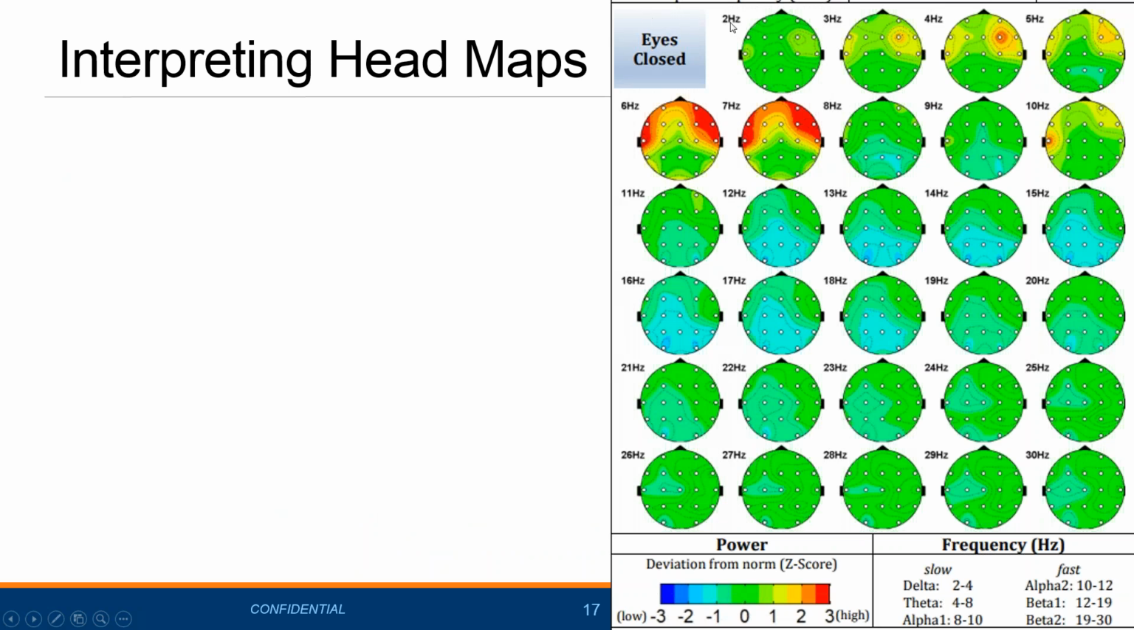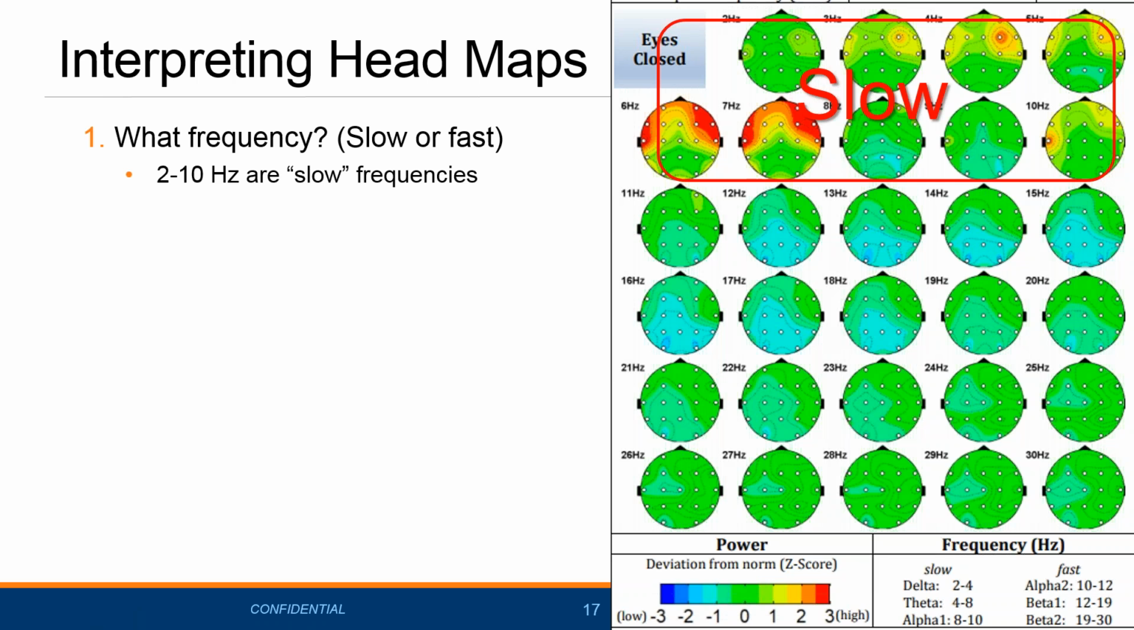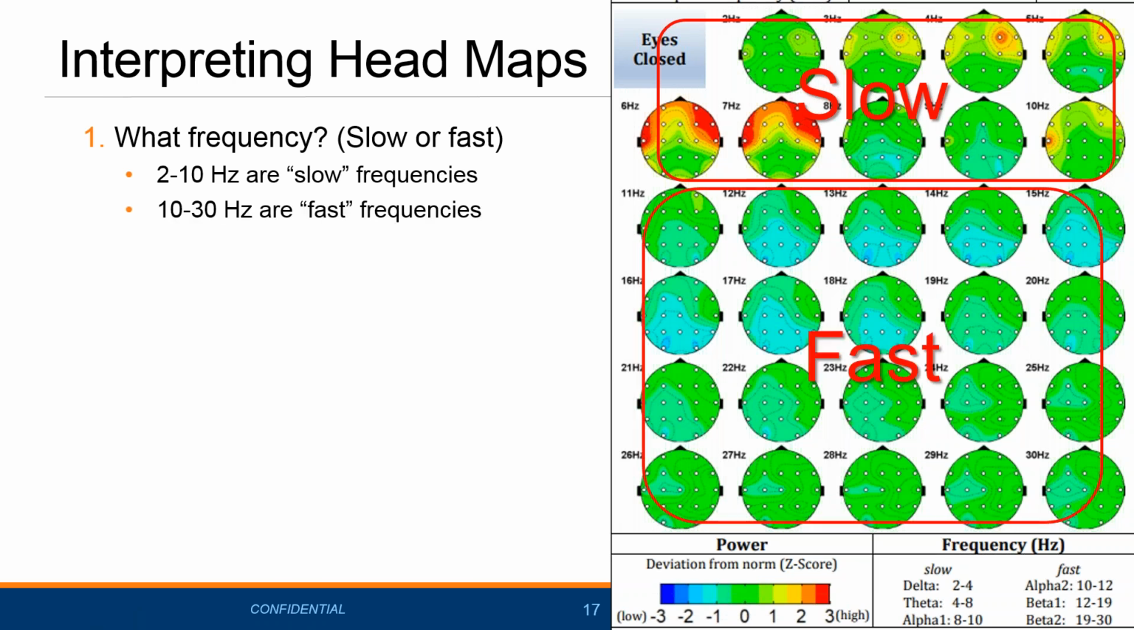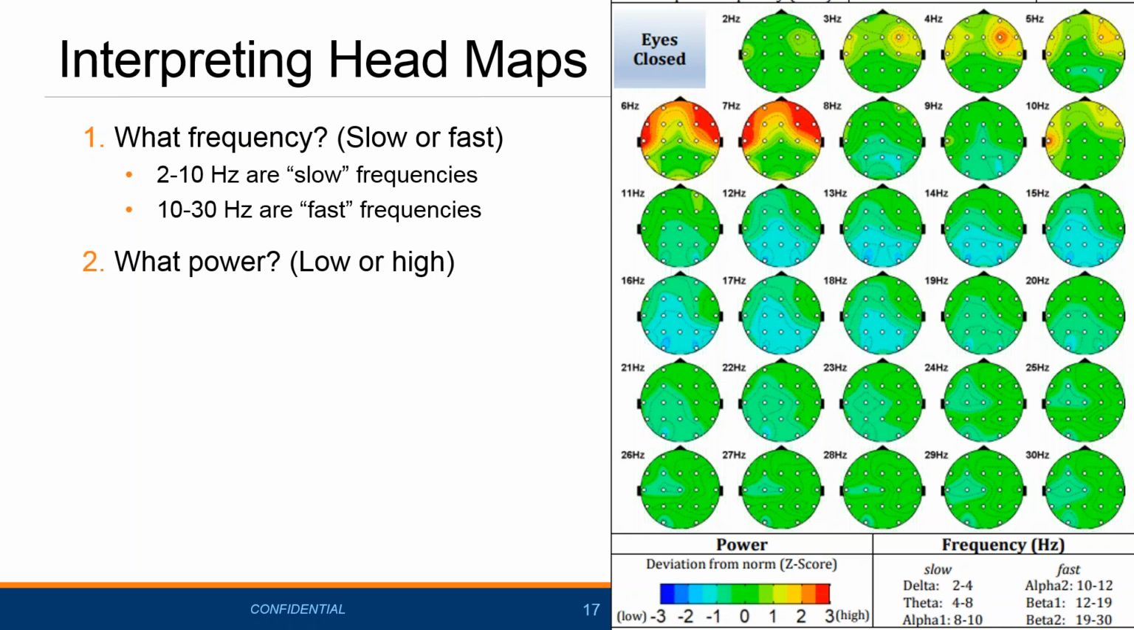So when we look at our head maps, we have frequencies that represent each head, all the way from 2 through 30. And we always ask ourselves, what frequency are we looking at? Is it a slow frequency in like the 2 to 10 range, or is it a fast frequency, the 10 to 30 range? Next, we ask, what's the power? Is it low power or high power? Is my patient making too much of this frequency or too little of this frequency compared to a normative database?